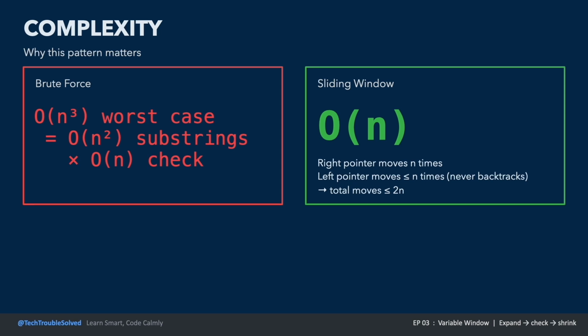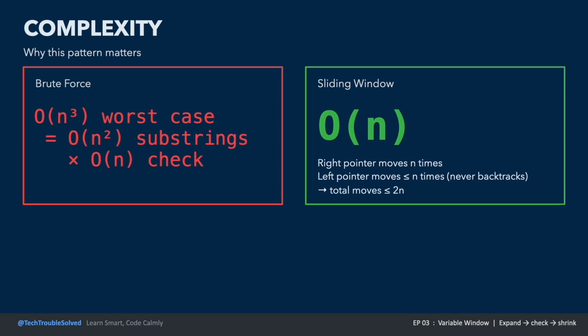Think of it like two friends walking the same path. One is a little ahead, one is behind. Both start at the beginning, both end at the finish. Neither one turns around. Together they take two n steps.